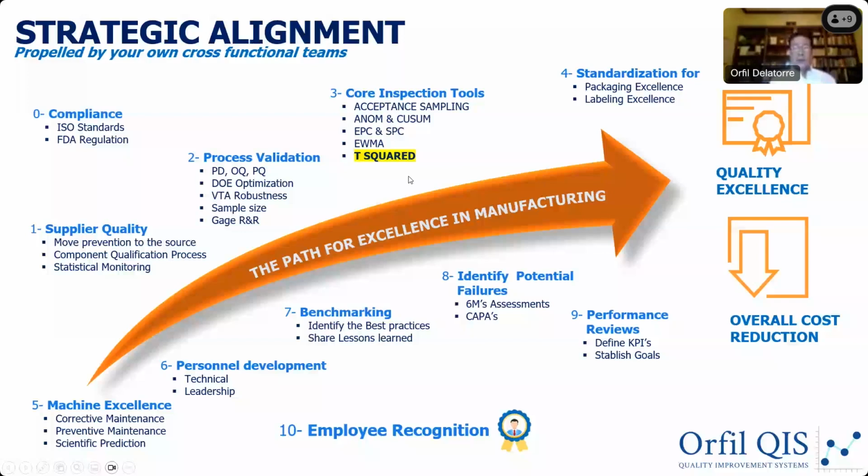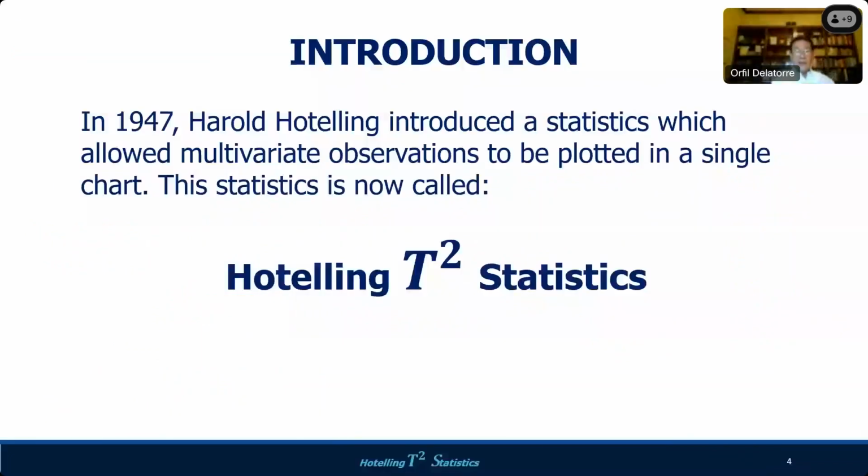Anyways, let's go ahead and introduce the T-square. And the history is that in 1947, Harold Hotelling introduced statistics which allow multivariate observations to be plotted in a single chart. Amazing, right? And this statistic is now called Hotelling T-square statistics.